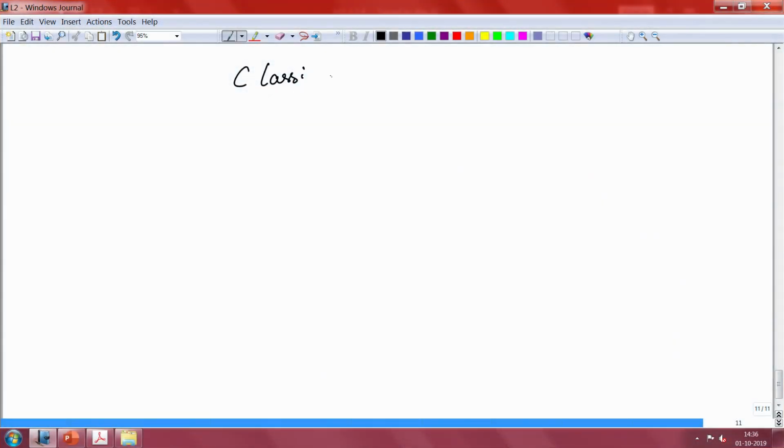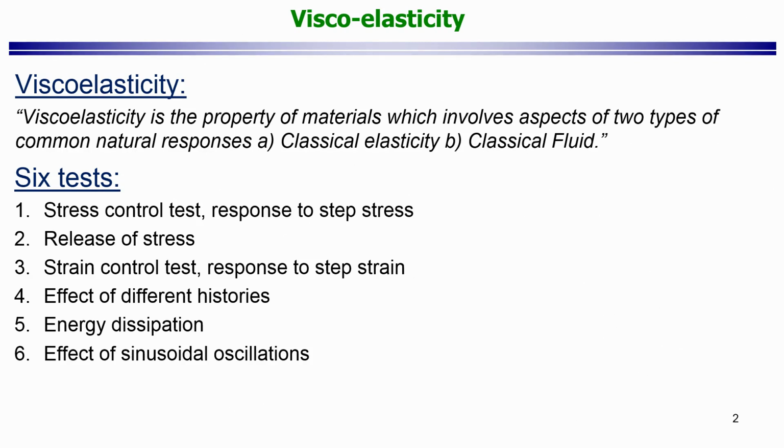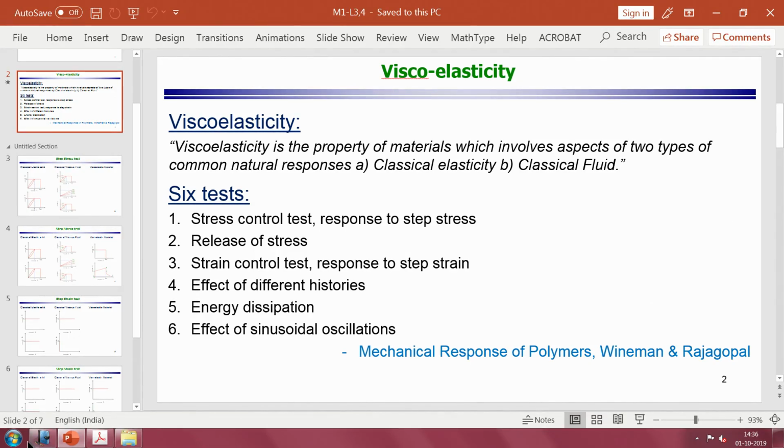So, we are today going to look at a classical viscous fluid. So, last time we had introduced the 6 different tests, right, and we had looked at details for that. So, the first test is again the stress control test and the release of stress, and then the third one is the strain control test. So, let us look at these 3 for a viscous fluid.